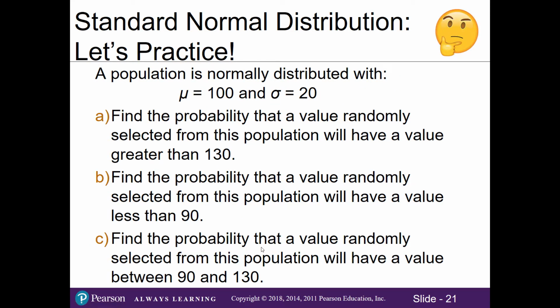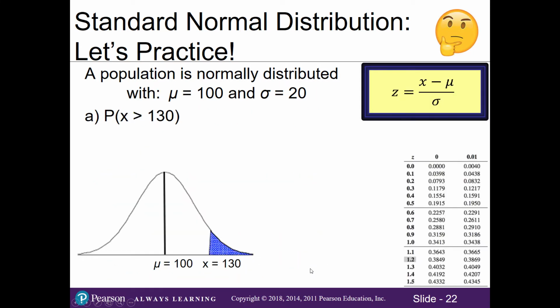Let's do a practice problem on your worksheet. Say we've got a population that's normally distributed with a mean of 100 and a standard deviation of 20. You're going to be asked to find several probabilities here in parts A, B, and C. So in part A, you're asked to find the probability that x is greater than 130.